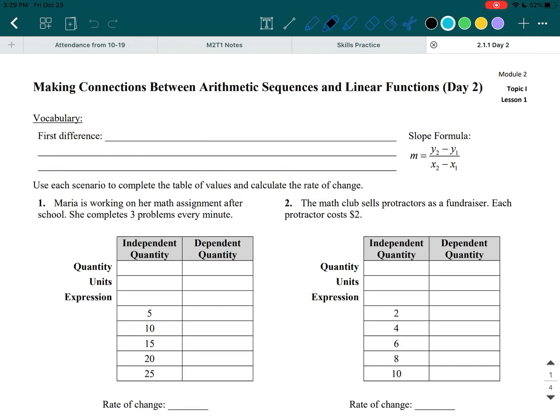Our vocabulary word is first difference, and first difference is the value determined by subtracting consecutive output values.